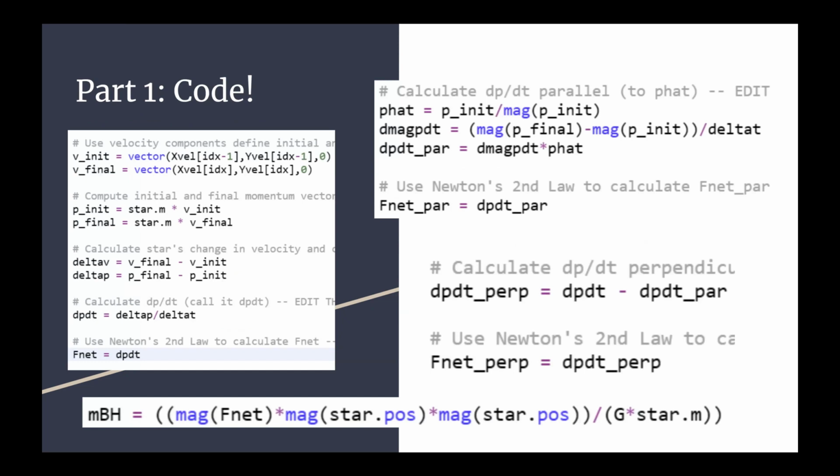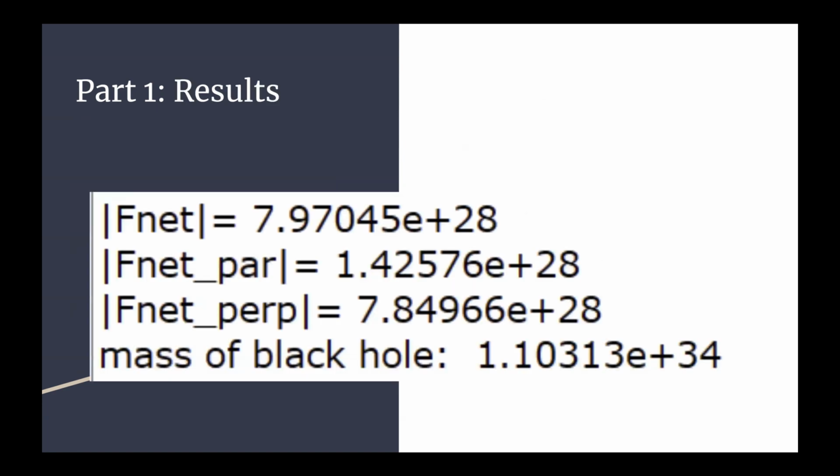In the block on the left, we are calculating the net force on our little star due to the black hole. And on the right, we're calculating our parallel and perpendicular components of the net force. At the bottom, we're using our net force to calculate the mass of the black hole. And here's our results. We found our F net, which is 7.97 times 10 to the 28th. Our F net parallel is 1.4 times 10 to the 28th. Our F net perpendicular is 7.8 times 10 to the 28th, and the mass of our black hole is 1.1 times 10 to the 34.